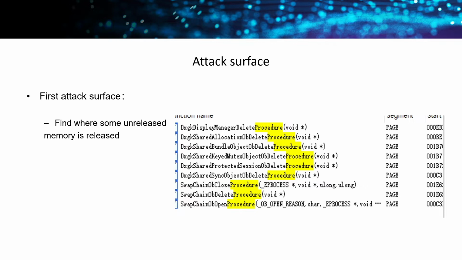When the process is destroyed, the process causes them to release the shared memory, such as the DxgkDisplayManagerDeleteProcess function and the DxgkShareProtected function of the ObDeleteProcess function. And there may be some surprises if the handle is called to delete, using the system to release memory. I believe there are other system mechanisms which may be good attack surfaces for DirectX.